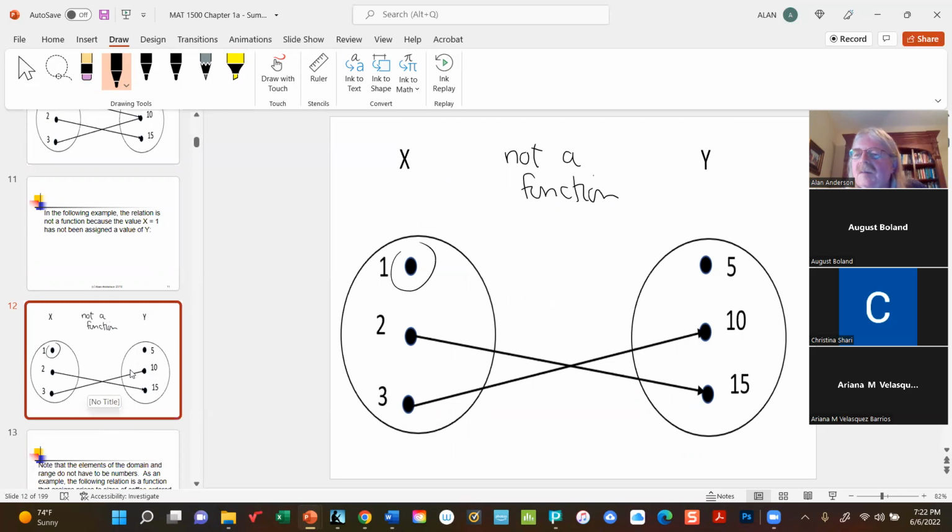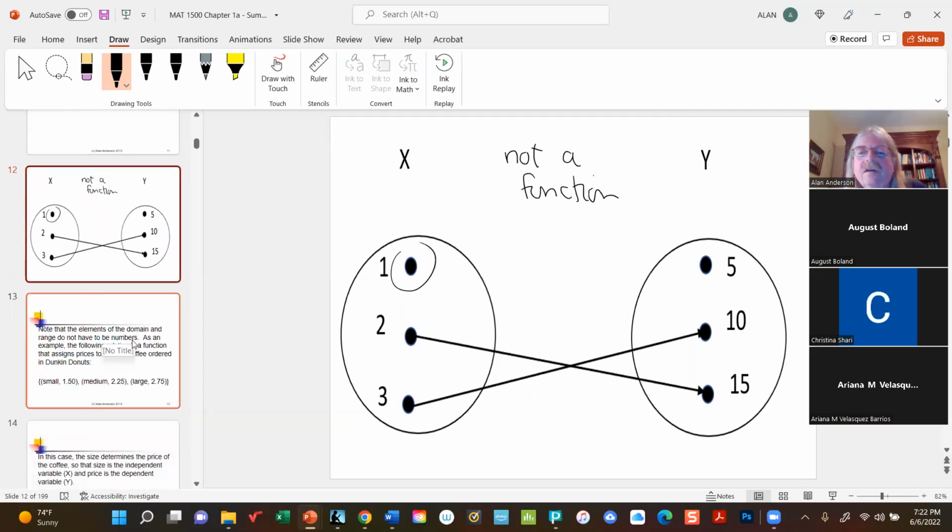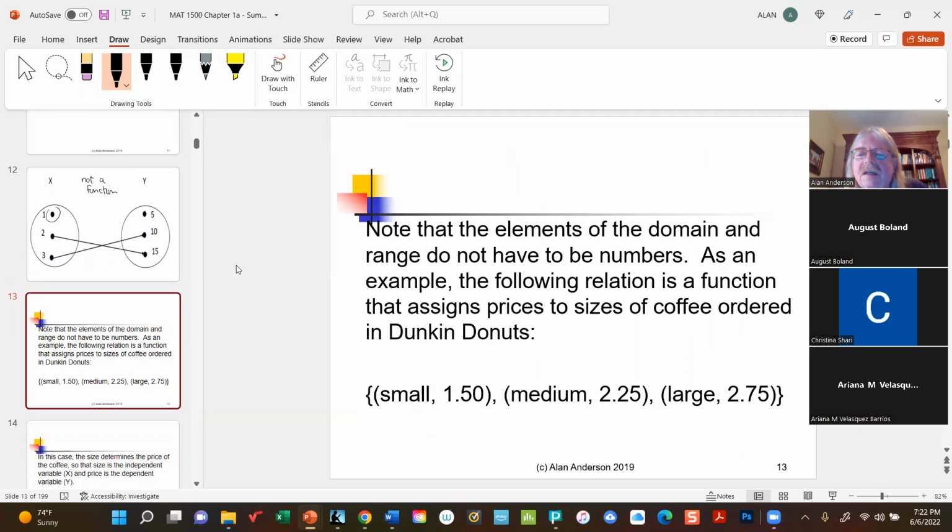All right, so is this all coming back? I'm sure you've run into some of this before. Now, here's an interesting example because here, the x's and y's are not all necessarily numbers. These x's and y's do not have to be numbers to still qualify as a function. Here's a fun little example. We have a relation which ties together the sizes of coffees at Dunkin' Donuts and their prices. So if you notice, in each case, the x is not a number, it's a size. The y's of course are numbers.